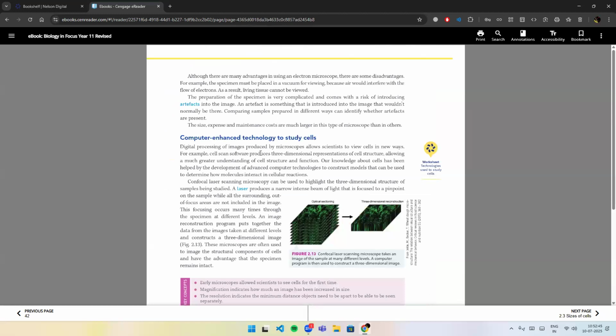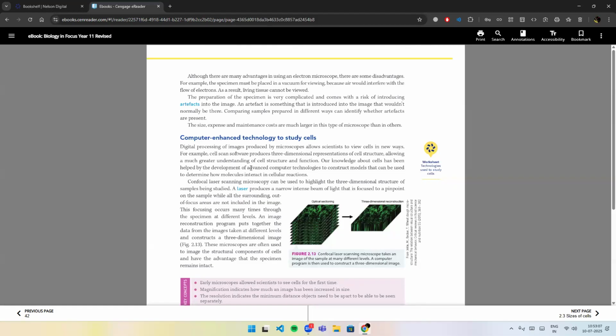Although there are many advantages in using an electron microscope, there are some disadvantages. For example, the specimen must be placed in a vacuum for viewing because air would interfere with the flow of electrons. As a result, living tissue cannot be viewed. The preparation of the specimen is very complicated and comes with the risk of introducing artifacts into the image.